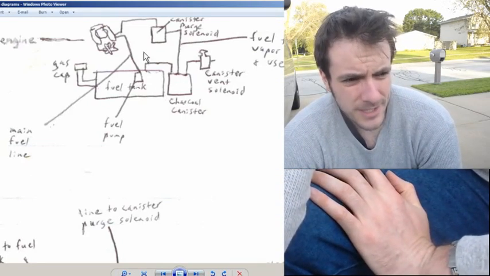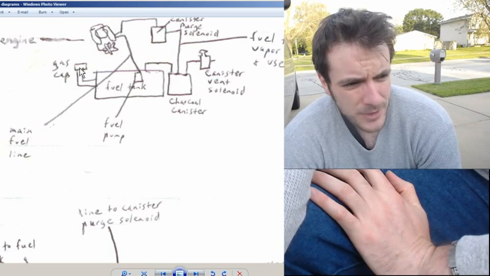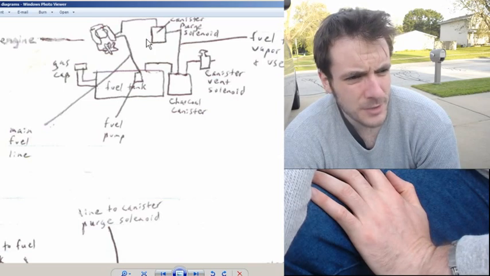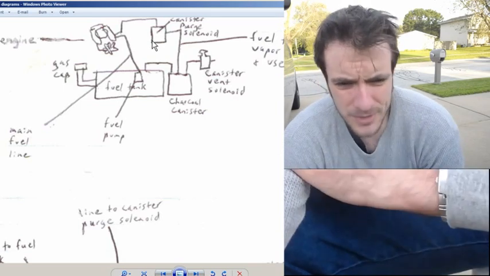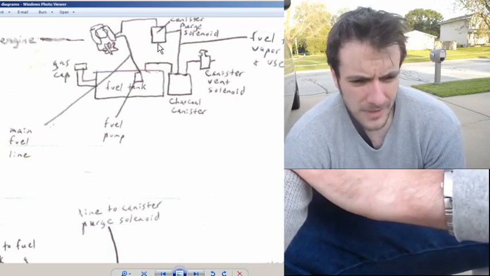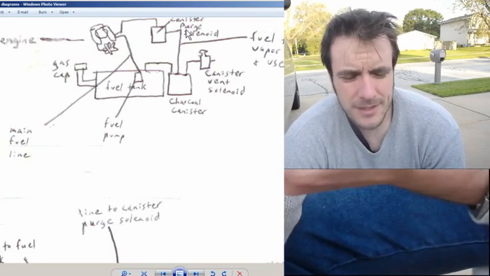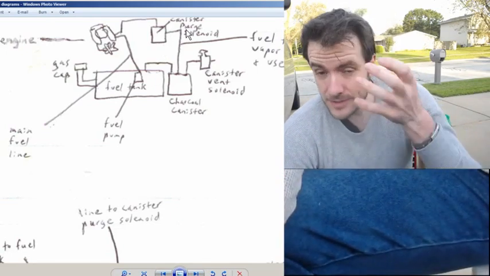And like I said, it could be a leaking hose line, a leaking fuel cap, a busted fuel tank, or a non-shutting canister vent solenoid or purge solenoid valve, either one of those valves. There are many different potential causes for that leak, and you have to troubleshoot it.